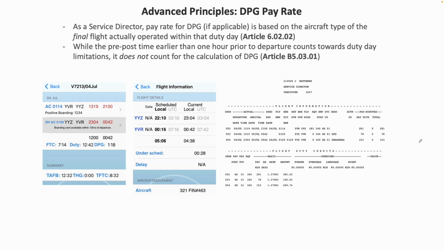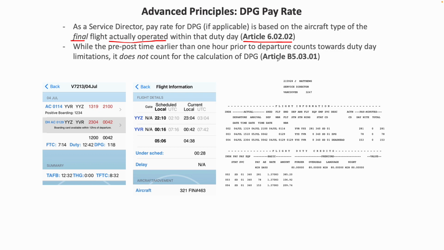We're going to talk about several advanced principles. And the first one we're going to talk about is your rate of pay for DPG, and that is your duty period guarantee. As a service director, your pay rate for DPG is based on the aircraft type of the final flight actually operated within your duty day, and that's based on Article 6.02.02.